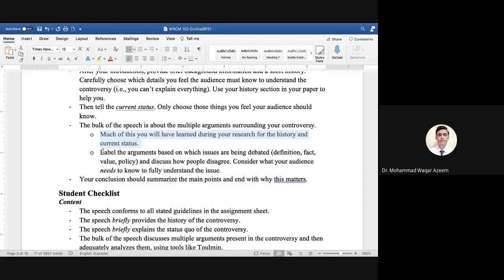You can label the arguments based on which issues are being debated, and what kind of issues they are: definition, fact, value, or policy. Consider what your audience need to know to fully understand the issue. And then finally, your conclusion should summarize the main points and you should end your speech with why this controversy matters.